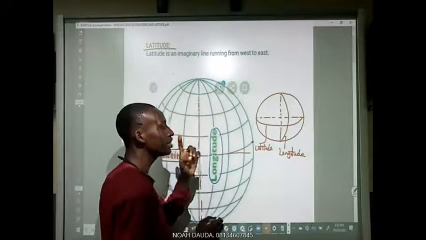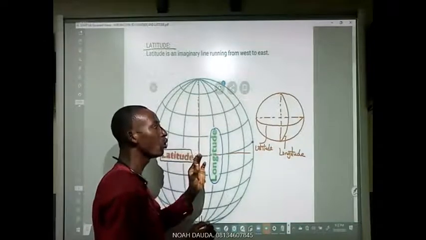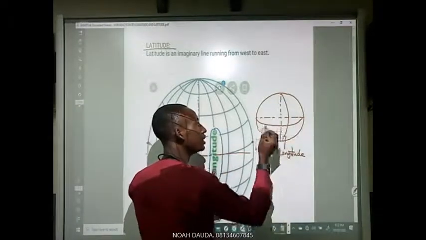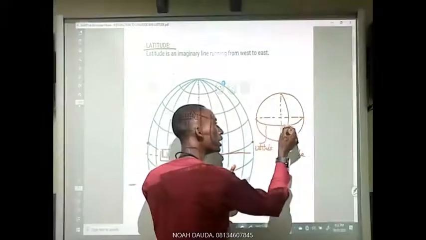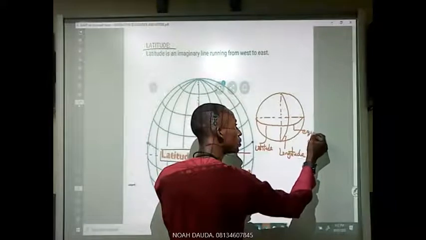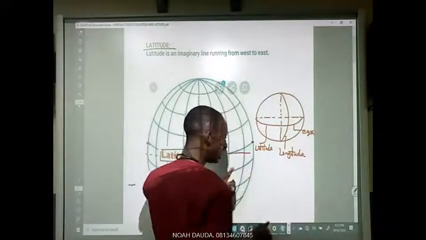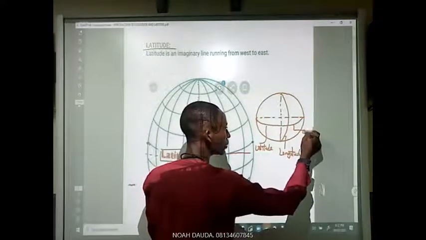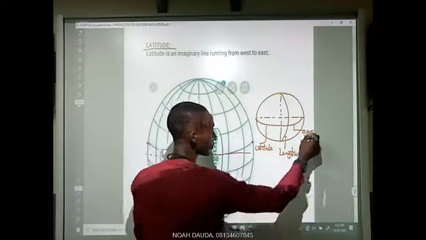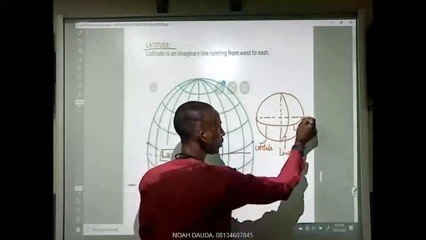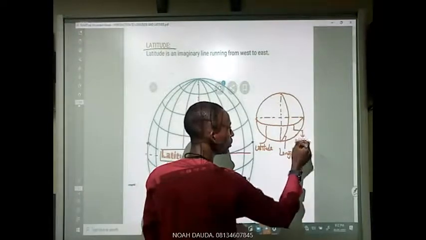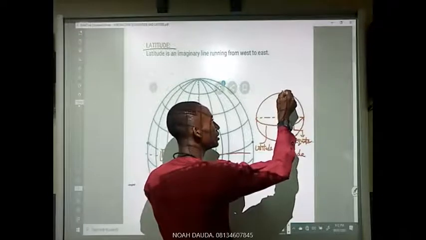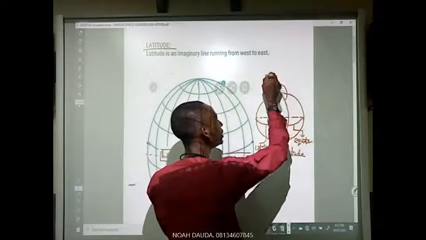Now, having said that, in longitude and latitude, it is important to know your origin. After drawing these two imaginary lines, x axis and y axis, the first line running from here to here is called my equator. It's called the equator. So let me clear this up. Good. So it is called the equator. This is actually called my equator. While the first line running from the north to the south is called the Greenwich Meridian.